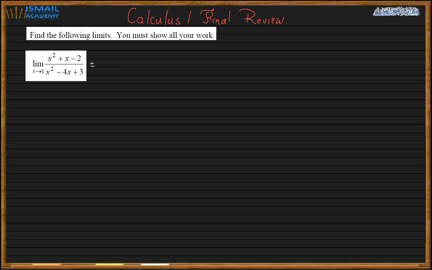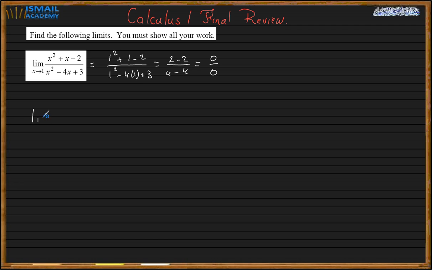First thing, when you do the limit, always substitute the value of the limit into the function. So here it becomes 1 squared plus 1 minus 2 over 1 squared minus 4 times 1 plus 3. So here it becomes 2 minus 2 over 4 minus 4, which is 0 over 0. Here you have a lot of choice. Either you factor and simplify, then do the limit, or you do the L'Hopital rule. In both cases, you will end up having the same answer.